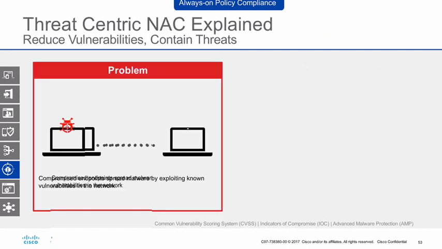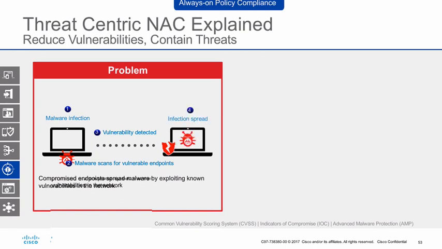Okay. We've also introduced something called threat-centric NAC. And let's first talk about what that does. So here the problem is I've got a malware infection. I've got an endpoint that's been infected with some form of malware. What it does is it scans for other vulnerable endpoints. And once it detects one, it then spreads that infection across the network. And before you know it, everything's going to be infected. Well, how can we prevent that?